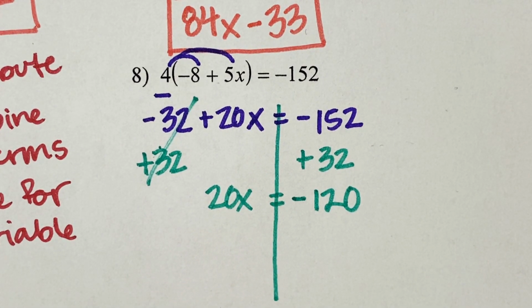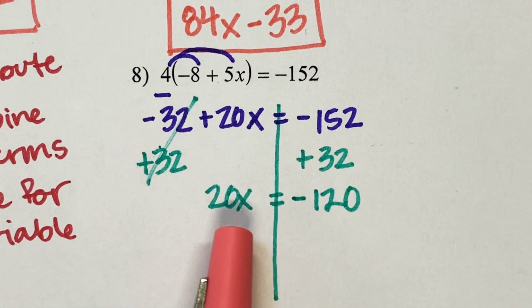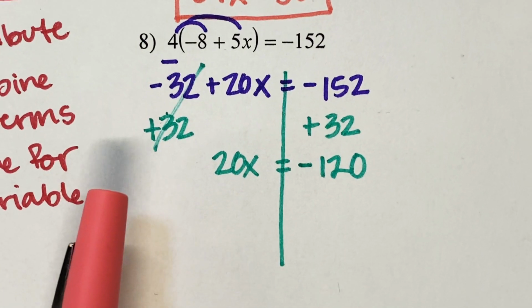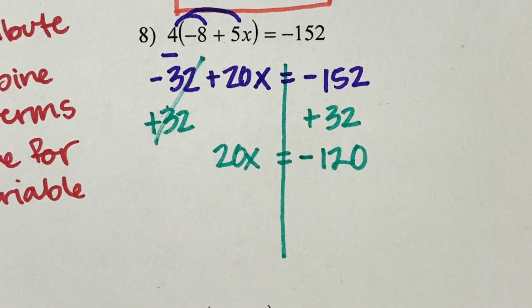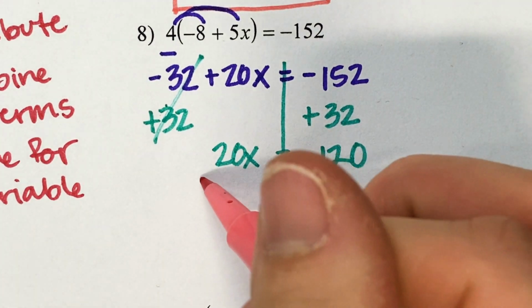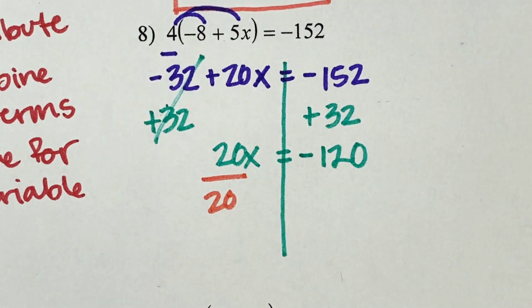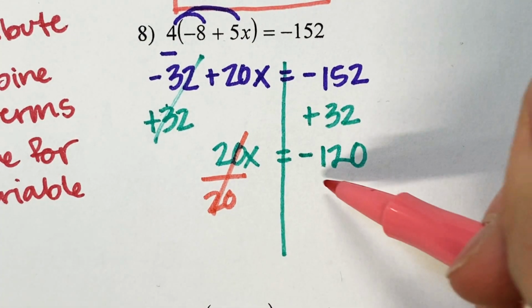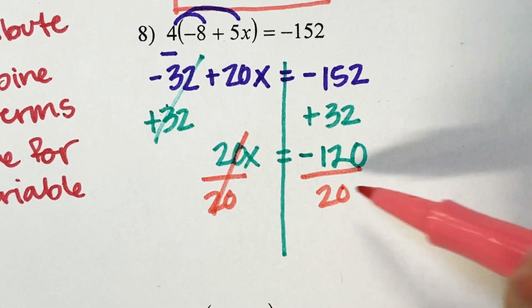Okay, we're almost done. We need to get rid of, or do the opposite of, this times 20. So what is the opposite of times 20? We need to divide by 20. Okay, that gets rid of that. We got to do the same thing over here.